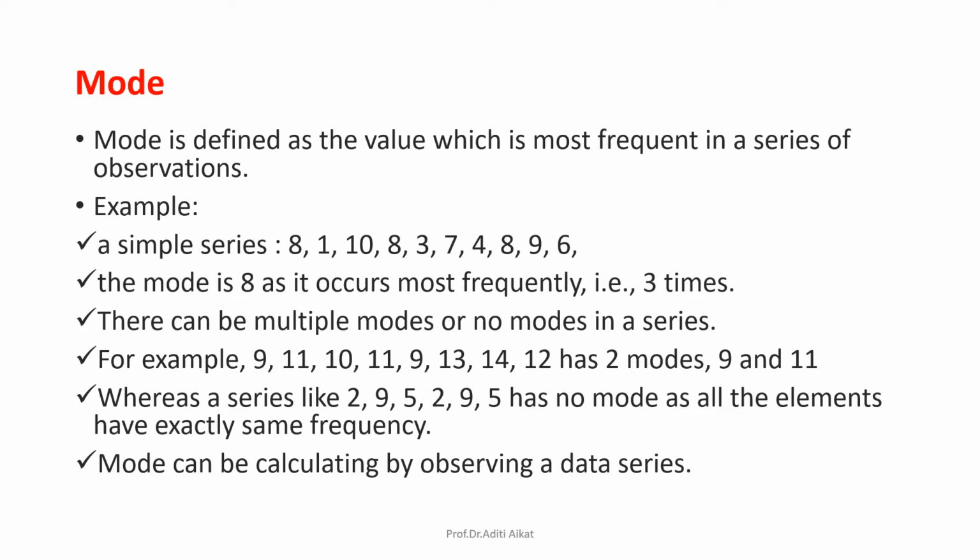There can be multiple modes or even no modes in a series. For example, 9, 11, 10, 11, 9, 13, 14, 12 has 2 modes because we have 2 times 9 and 2 times 11. Whereas a series like 2, 9, 5, 2, 9, 5 has no mode at all, as all the elements have exactly the same frequency. A mode can be calculated by observing a data series.